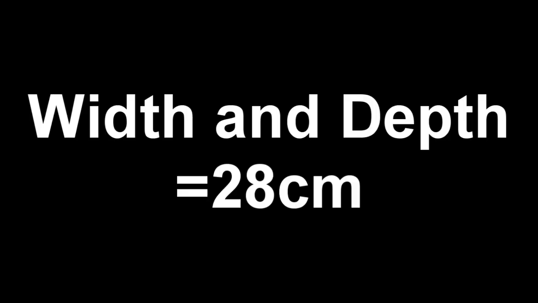Then, to measure your width and depth, simply wrap the tape measure around your head like a ninja, and then divide whatever number you get by 2. The measurement around my head is 56 centimeters. I divide it by 2 and I get 28. Once you divide by 2, in my case 28 centimeters, you will get your width and depth of your head.